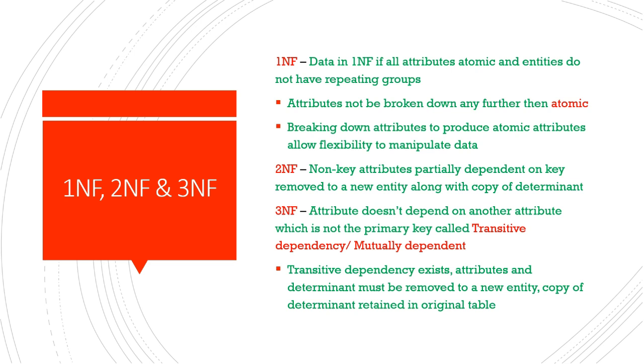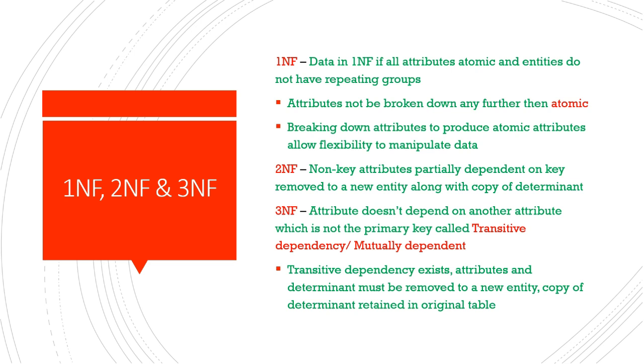So in first normal form, data will have all the attributes being atomic, and the entities do not have repeating groups. So therefore, each field will only have its own value. The attributes will not be broken down any further than this, a term called atomic. So breaking down attributes to produce atomic attributes will allow flexibility to manipulate data. Essentially, you're just having no repeating groups, so you won't see any of the fields occurring twice, essentially.